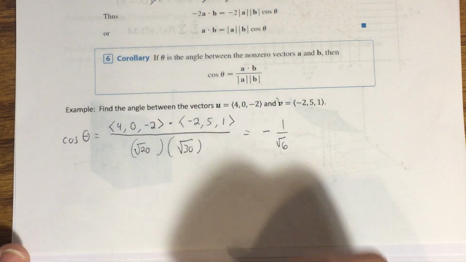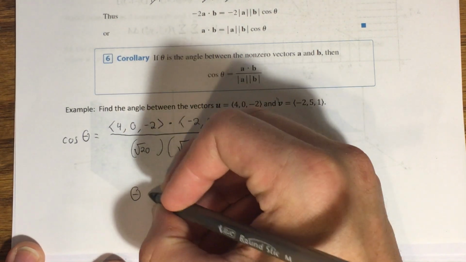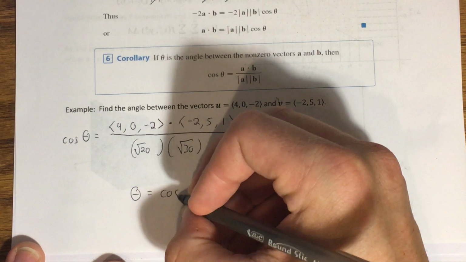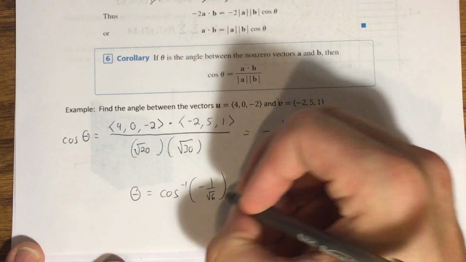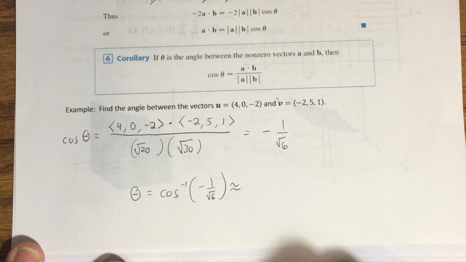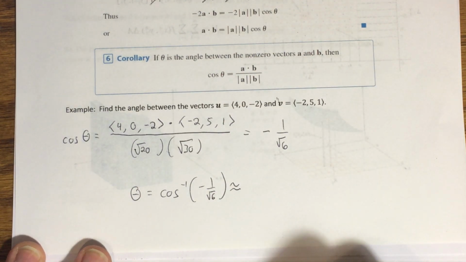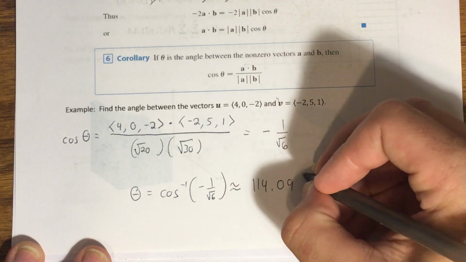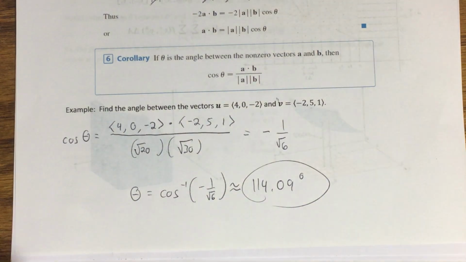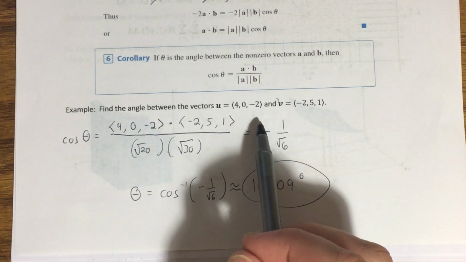But if I were to take an inverse cosine of both sides, theta is equal to the inverse cosine of negative 1 over root 6. And if I want my answer in degrees, for example, I'd plug that into a calculator. What did I end up getting for that one? It's approximately 114.09 degrees.